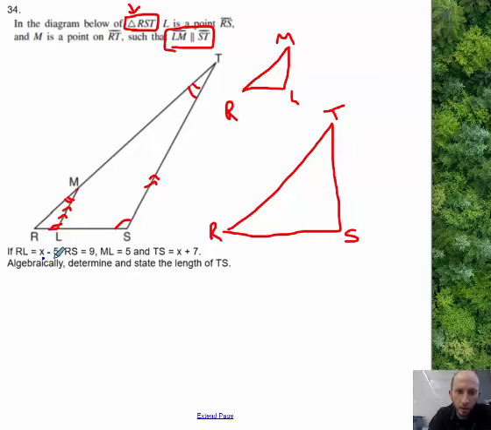And what am I giving? RL is x minus 5. RS is equal to 9. ML is equal to 5. And TS is equal to x plus 7.